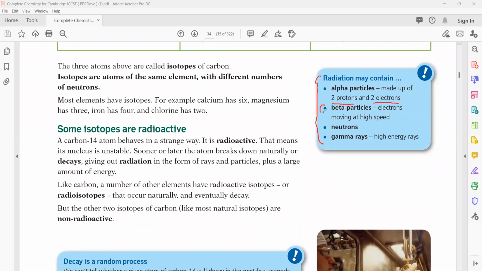Number 2. What are beta particles? You can even take a screenshot, no problem. Electrons moving with high speed. Only the electrons, when they move with very high speed, we call them beta particles. And what are gamma rays? High energy rays, we call them gamma rays. Okay. And about the neutrons, you know very well.